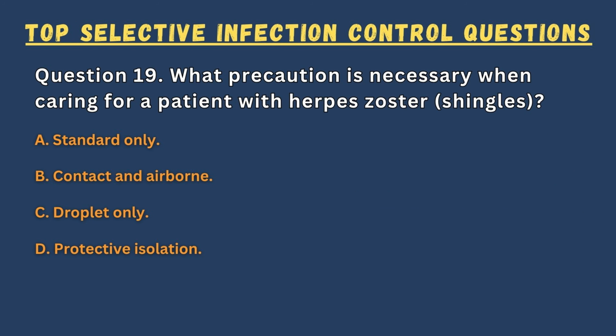Question 19. What precaution is necessary when caring for a patient with herpes zoster, shingles? A. Standard only. B. Contact and airborne. C. Droplet only. D. Protective isolation.